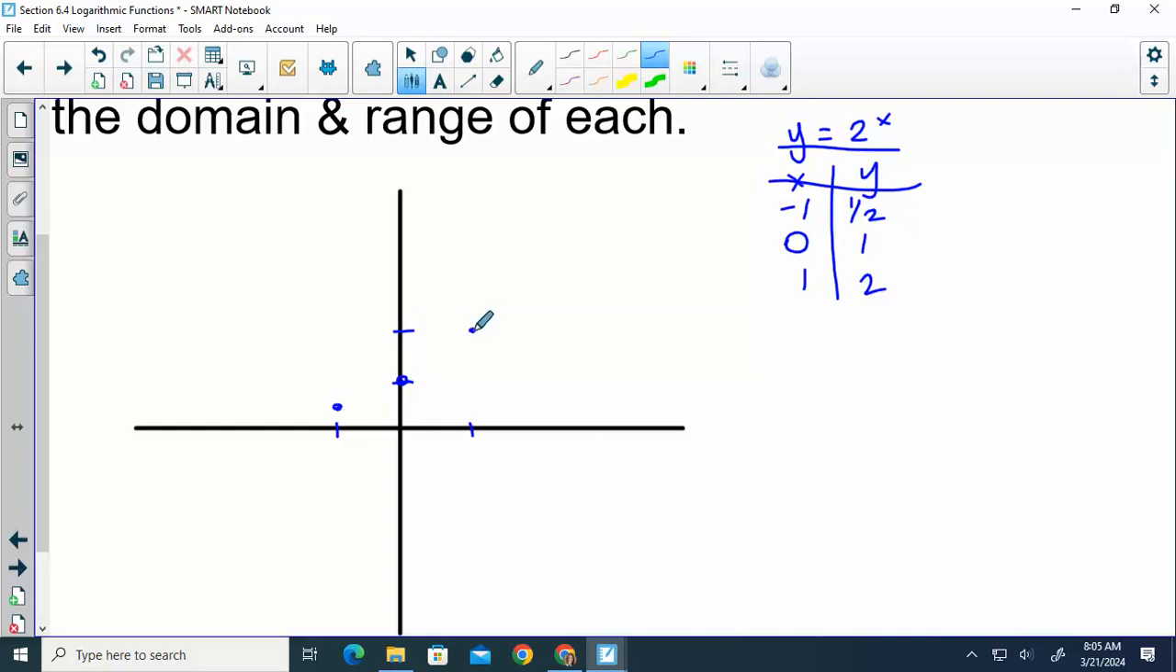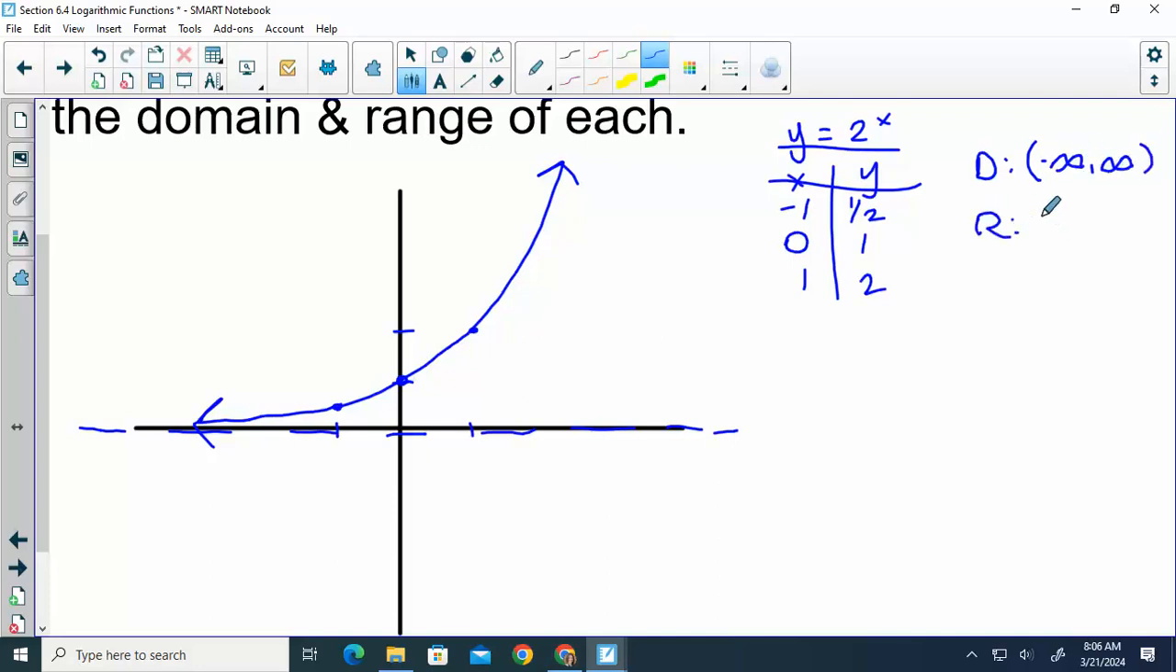and 1, 2. And we know when we graph this exponential, it had a horizontal asymptote at 0 because 2 to a power would never equal 0. So it looked like this. What is the domain of that function? Every exponential had a domain of everything. What was the range?